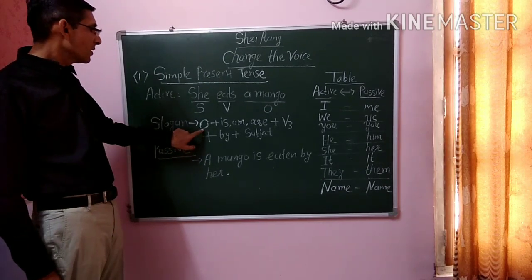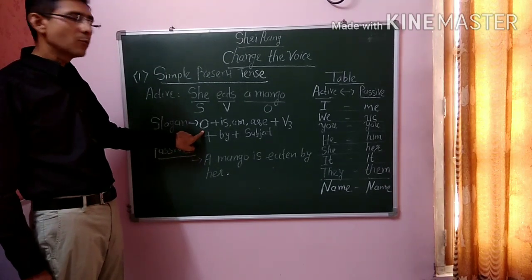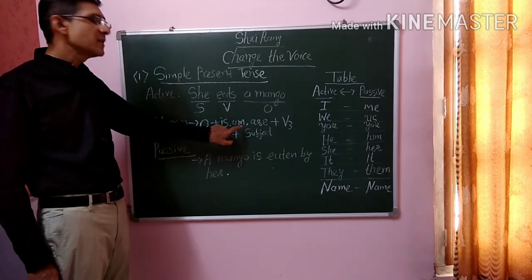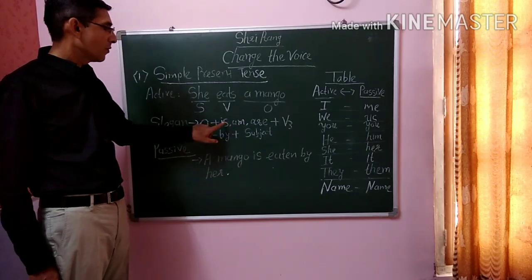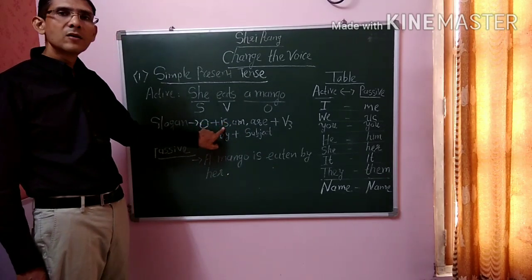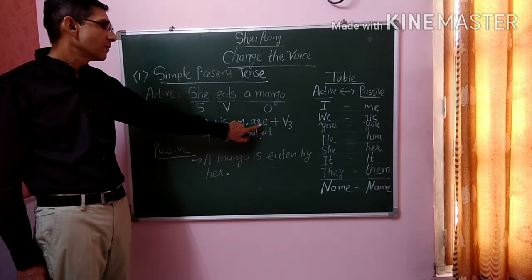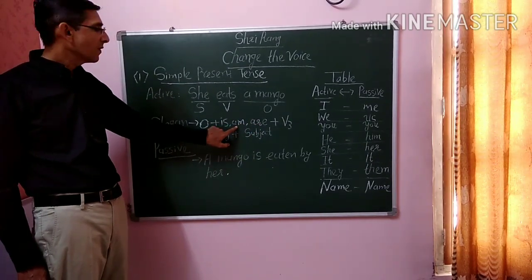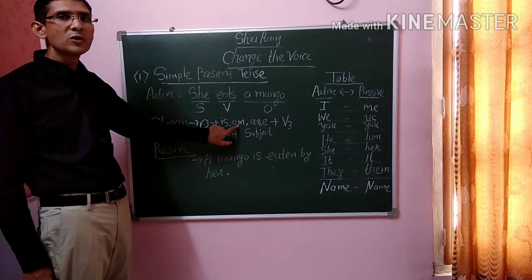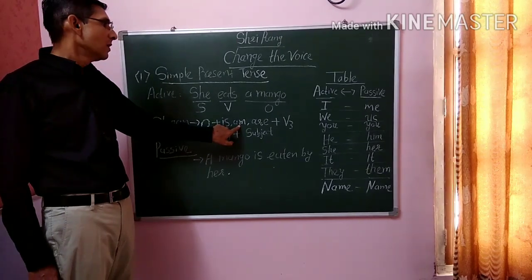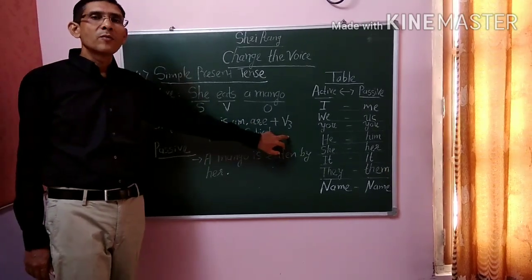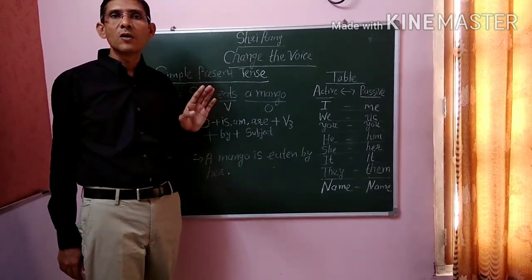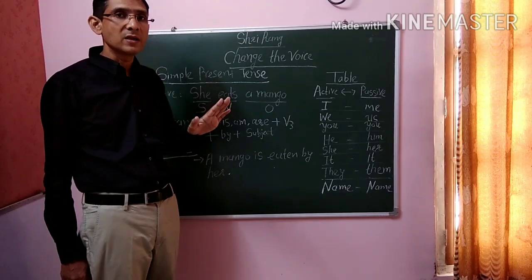The slogan is: first the object. We have to put the object. Then the to-be form: is, am, are. Is for singular, are for plural. And if the object is I, am is used. Then the verb's third form. Remember that we are always converting the verb into the third form, the past participle.